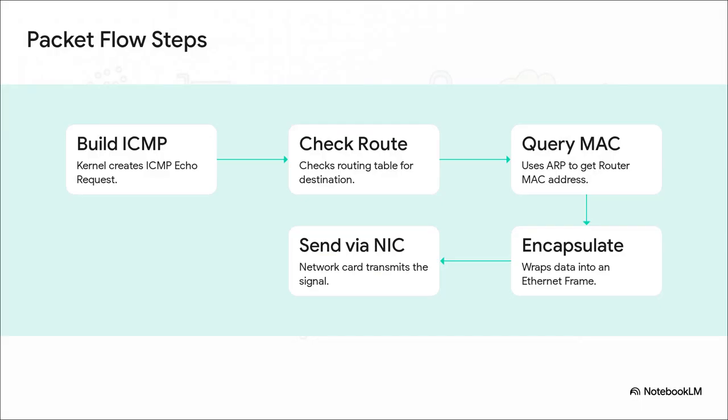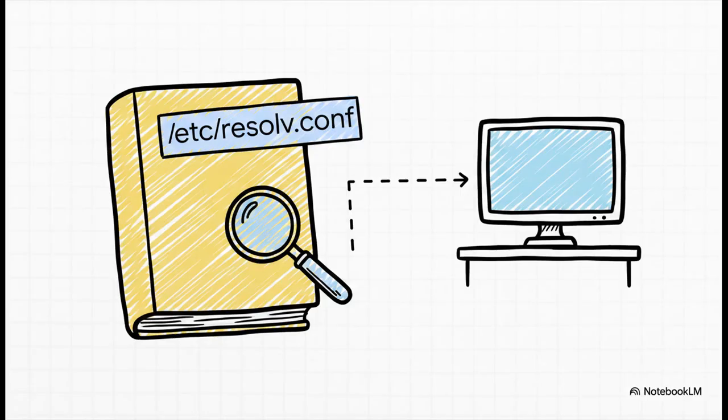Okay, let's put all of this together into a blazing fast 5-step sequence. First up, the kernel builds the actual ping packet, which is an ICMP echo request in plain text. Second, it checks the routing table and realizes it needs to send this to the default gateway. Third, because that gateway is on the local network, Linux uses ARP to find the router's physical MAC address. Fourth, it wraps all of this information, source IP, destination IP, source MAC, and the router's MAC into an Ethernet frame. And finally, step 5, it blasts those electrical or wireless signals right out through your network interface card into the physical world.